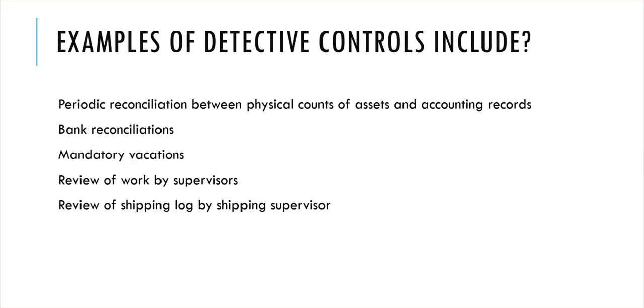Detective controls are the bank reconciliations, but actually any type of reconciliation which is done. Anytime you have an asset that has a physical presence, whether it's fixed assets or inventory, you should be going out and comparing, and we're going to call this reconciling, the amount which you actually see and the amount which is in your accounting records.